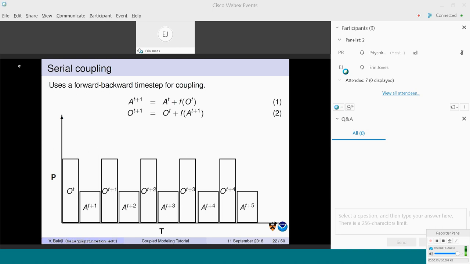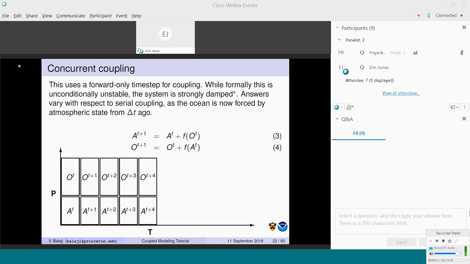But let's say your models don't scale the same way. The ocean scales up nicely up to some number of processors, but then the ocean and atmosphere stop scaling, and during this time you have idle time. You don't want that, so you want to squeeze it in somehow. So what you do is you try to make these components run concurrently.